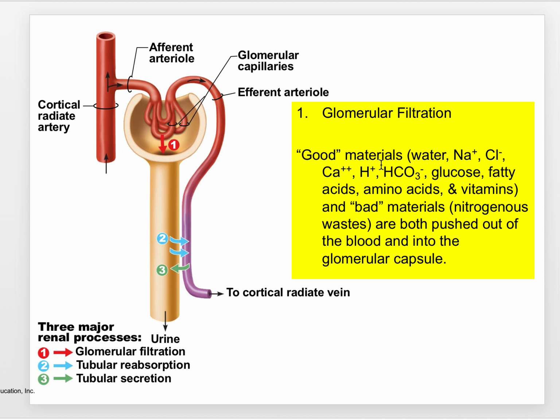Like it says here, good materials like water, sodium, chloride, calcium, hydrogen, bicarb, glucose, fatty acids, amino acids, vitamins, even good things are all filtered out of the bloodstream in this glomerular capillary here. But bad material filters out too, like waste, nitrogen waste products. Everything's pushed out of the blood and into the glomerular capsule. From the glomerular capsule, that fluid full of stuff that used to be in the arteries now goes down the tubules.